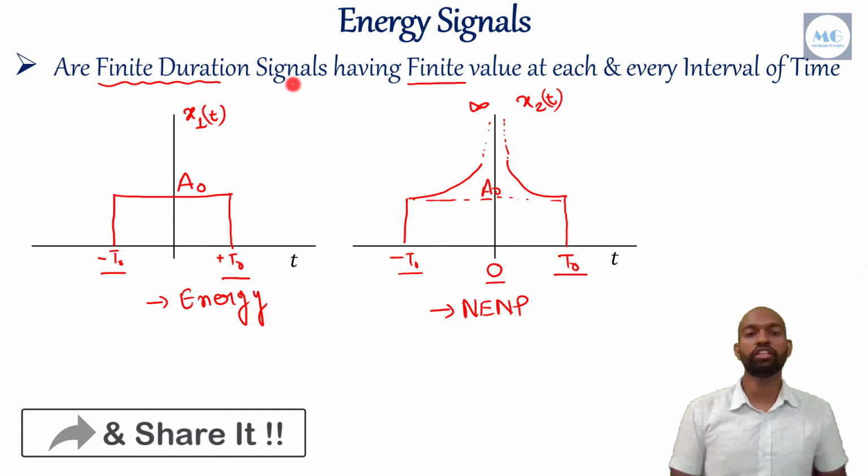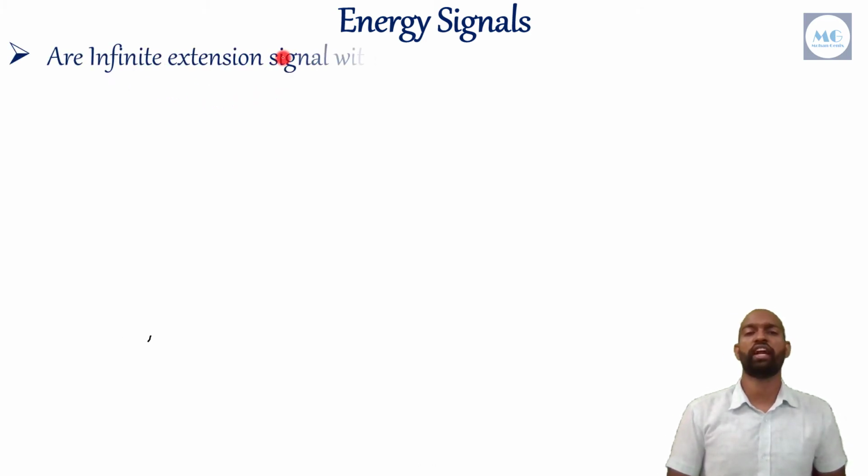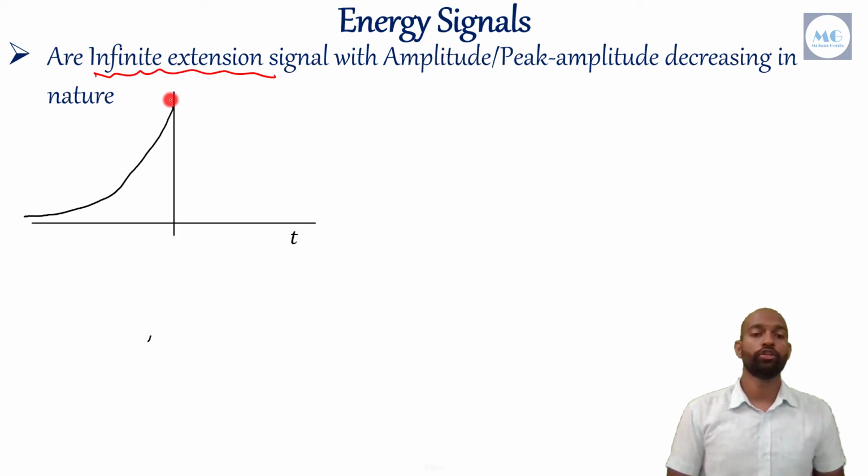So we have understood this point. Now let's move to our second point. The second point says that energy signals are infinite extension signals with decreasing peak amplitude. We have already studied finite signals. Now if any signal is an infinite extension signal, that means an infinite signal, and its amplitude or peak amplitude is decreasing in nature, then it is an energy signal. Let's understand it via some examples.